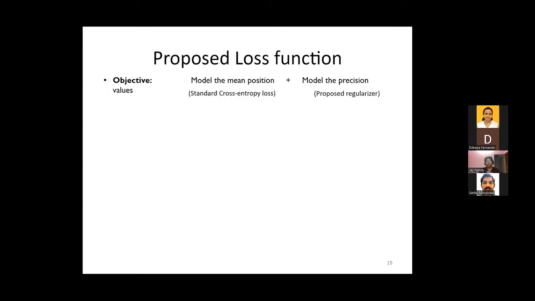Now, how are we going to train the model with the proposed loss function? The first part is the standard cross entropy loss function, and the second part is modeling the precision values, the alpha c's. The first part is going to determine the corner of the simplex where we are going to produce the sparse or dense representation, and this part is going to tell us how the values of the alpha c's are going to be.